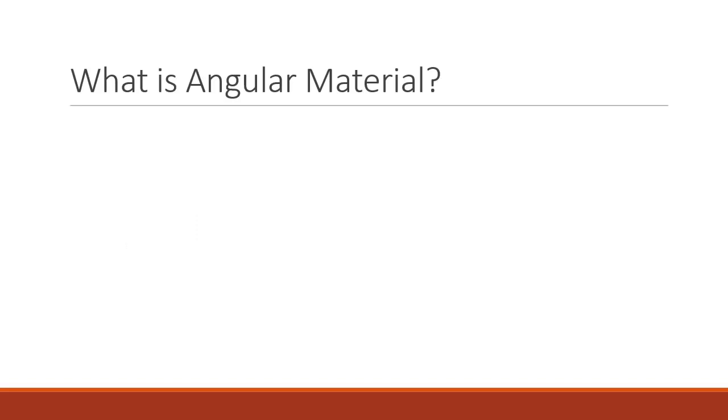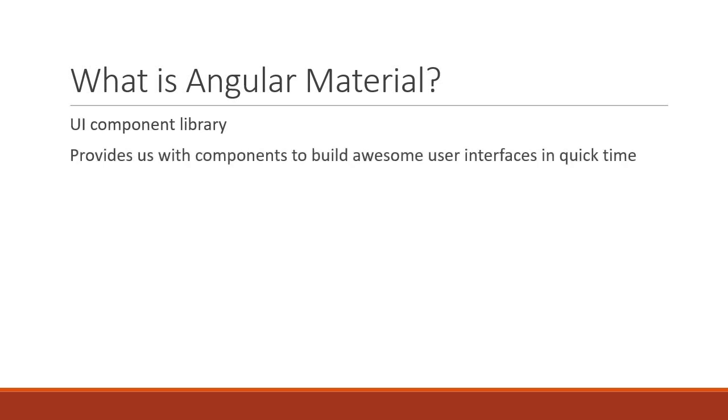What is Angular material? Angular material is a UI component library. What that means is Angular material provides us with components to build awesome user interfaces in quick time. It is also an implementation of Google's material design specification.